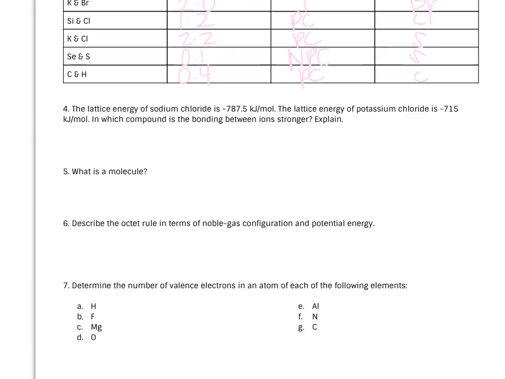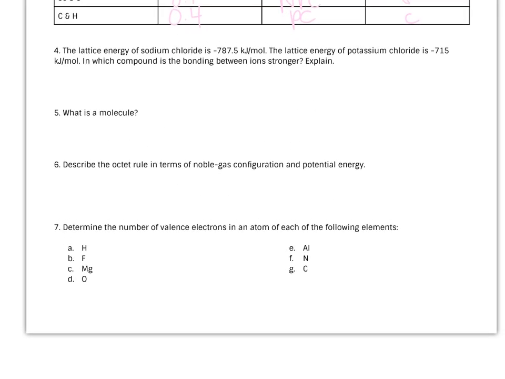It is talking about the lattice energy of sodium chloride, which is negative 787.5 kilojoules per mole. The lattice energy of potassium chloride is negative 715 kilojoules per mole. In which compound is the bonding between ions stronger?